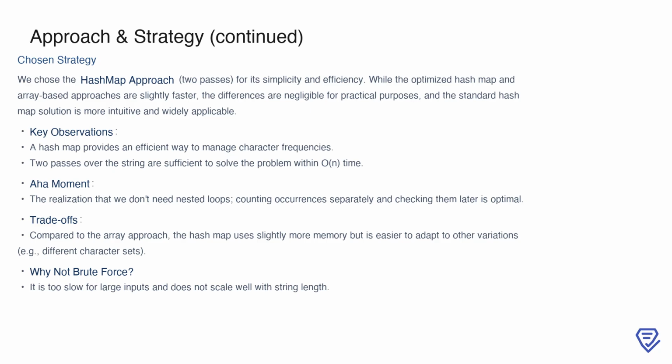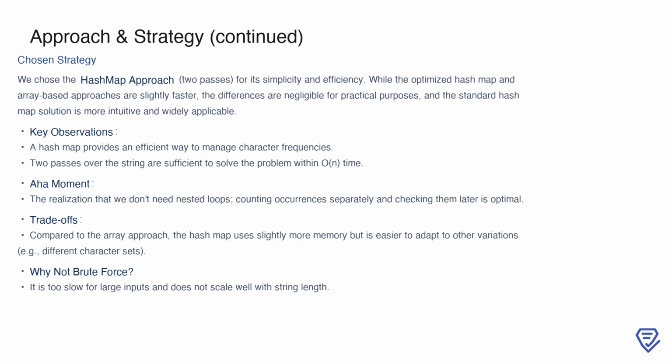After considering the various approaches, the chosen strategy for this problem is the hash map approach with 2 passes. This method strikes a balance between simplicity and efficiency. While the optimized hash map and array-based approaches offer slight performance improvements, the differences are negligible in practical scenarios. The 2-pass hash map solution is intuitive, easy to understand, and widely applicable to variations of this problem.